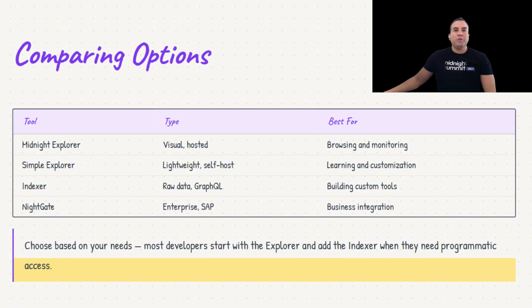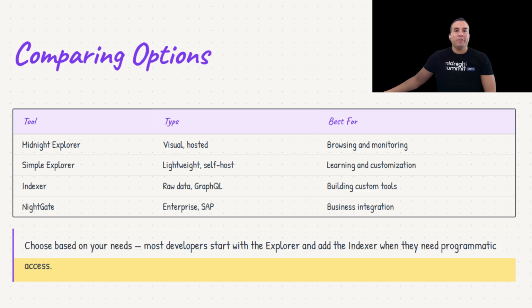Let me give you a quick decision matrix for choosing the right tool. Midnight Explorer: visual, hosted, best for browsing and monitoring. This is your go-to for day-to-day chain observation. No setup, just open the browser. Simple Explorer: lightweight, self-hostable, best for learning and customization. Fork it, modify it, make it yours.